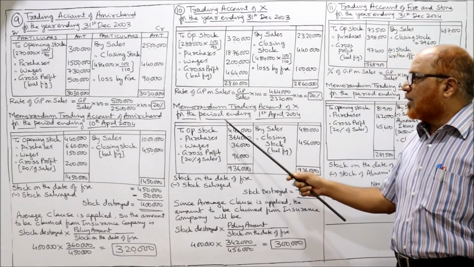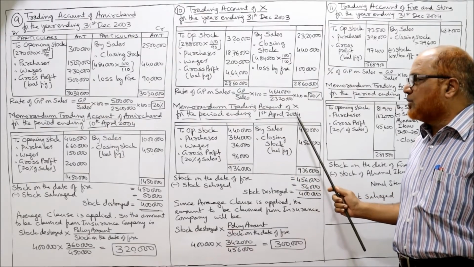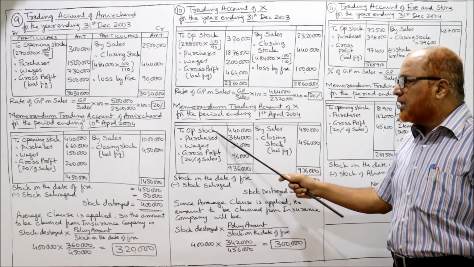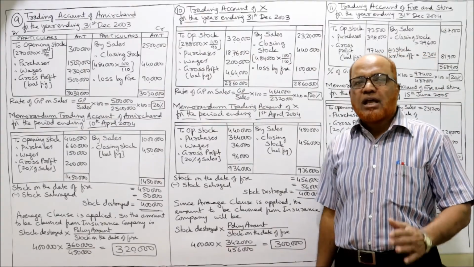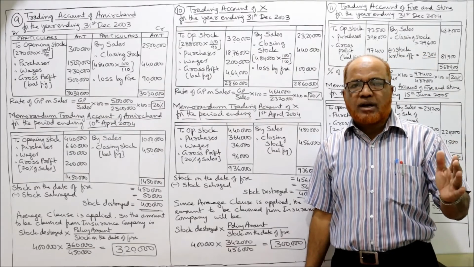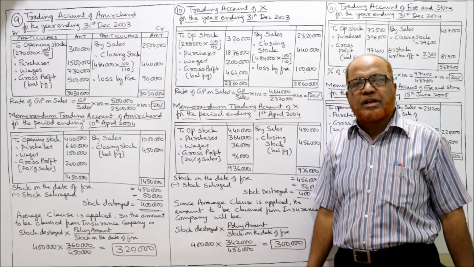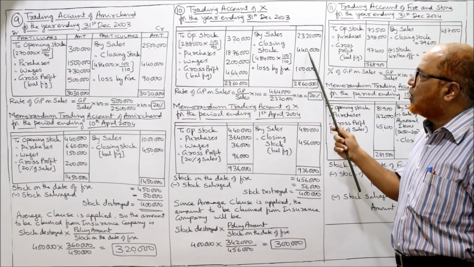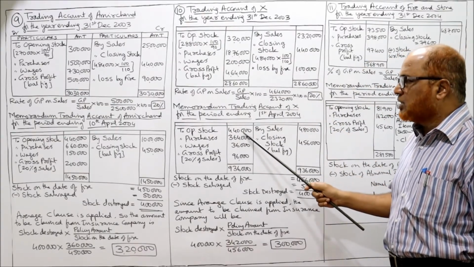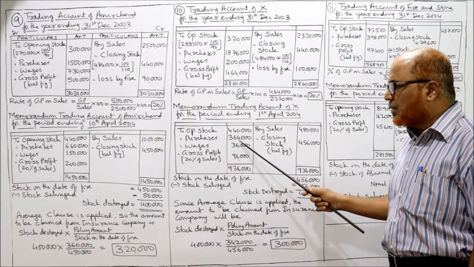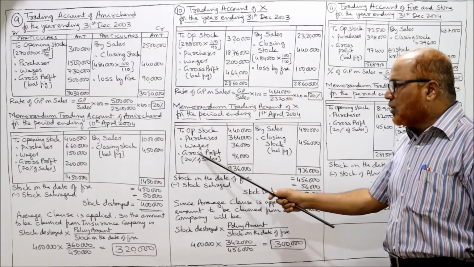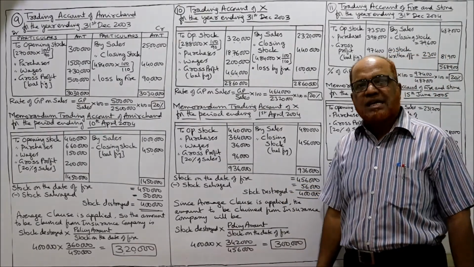Memorandum trading account for X for the period ending 1st April 2004. To opening stock 4,40,000. See here, last year's closing stock automatically will become current year's opening stock. So last year closing stock 4,40,000, this is the opening stock. Purchase given in the problem, wages given in the problem. And gross profit is given 20% on sales.